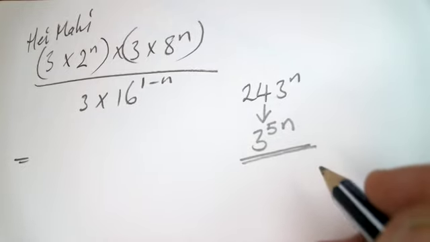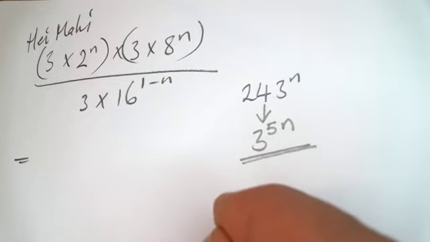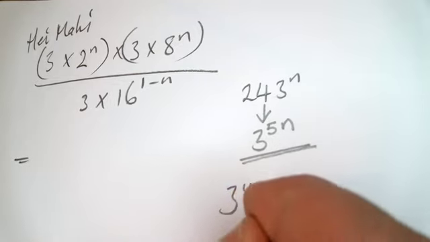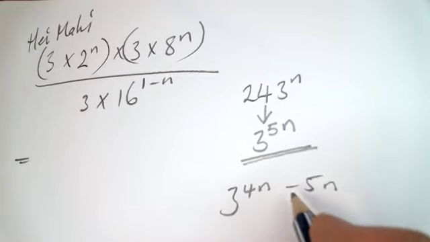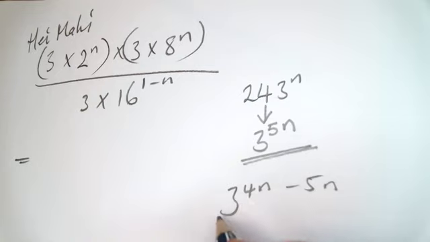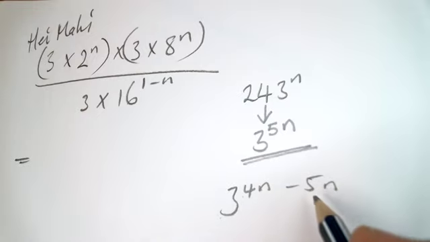The other thing which I said, which was incorrect, when I wrote 3 to the 4n minus 5n, I said that was 3 to the 4n minus 3 to the 5n. It's not. It's 3 to the 4n times 3 to the negative 5n. So just to be sure, clear on that.